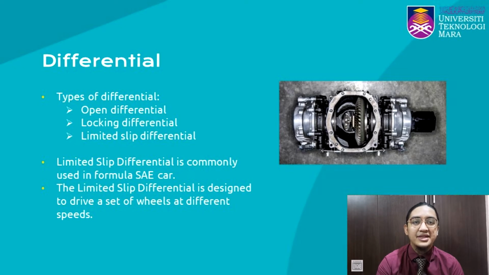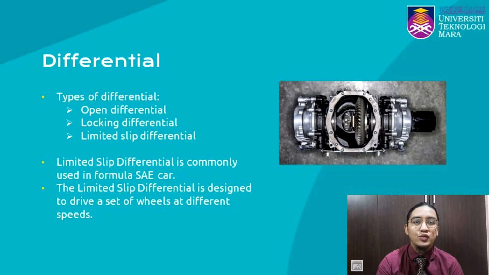The next type of differential is the locking differential. Locking differential can deliver the power from the engine at almost 100% efficiency to both wheels while allowing differentiation while cornering. Furthermore, the limited slip differential is also widely used in the automotive industry. The limited slip differential consists of friction clutches. If there is a difference in torque on the differential gear and spring preload, the friction clutches will engage. Limited slip differential is commonly used in Formula SAE cars, so does the UiTM Formula SAE car.